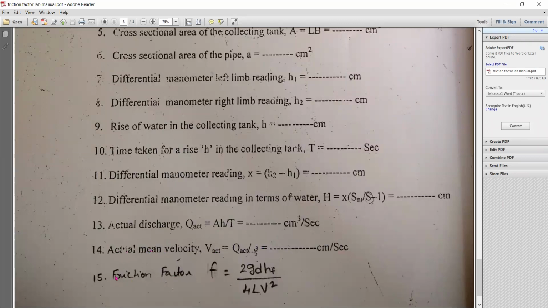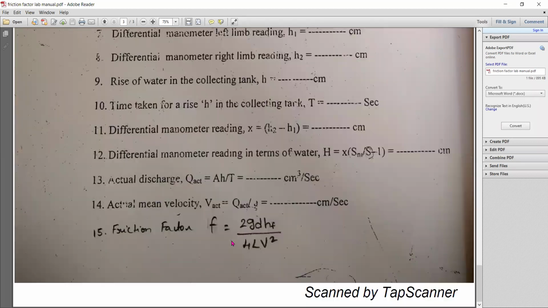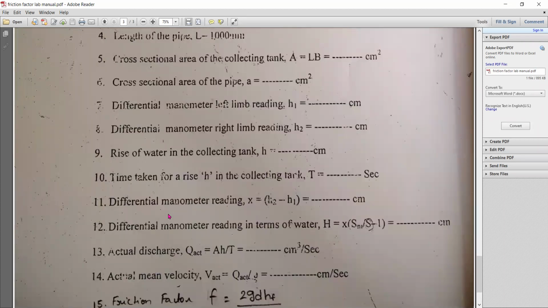Next Q discharge, actual velocity. At last you will find your friction factor. F equal to 2GD HF by 4L V square. This equation is the Darcy equation or Darcy-Weisbach equation, which is HF equal to 4FL V square by 2GD. So from that we are taking the F value as 2GD HF by 4L V square. After that we need to write the result. The result I have kept here, so I'll add it and send.